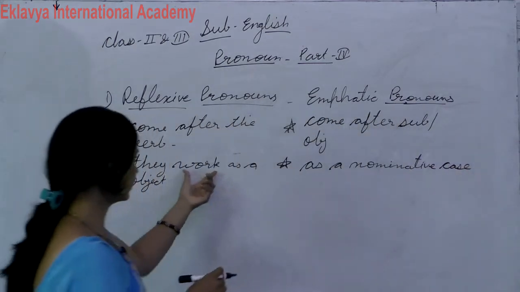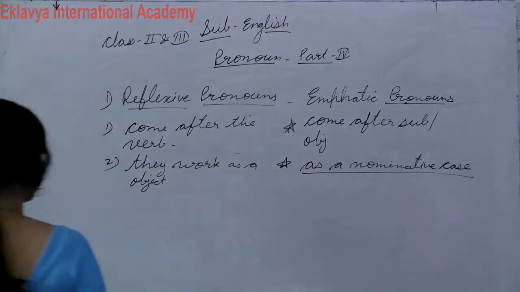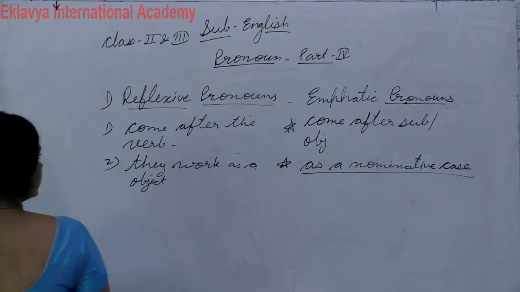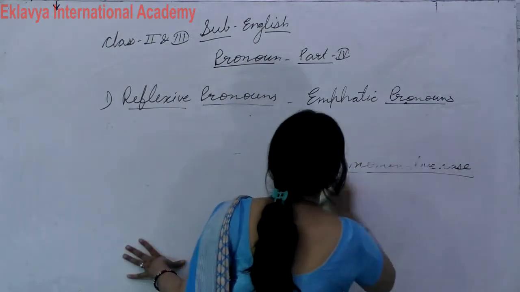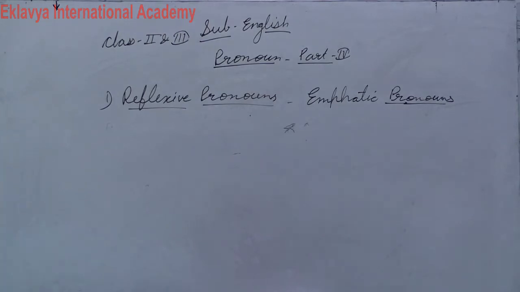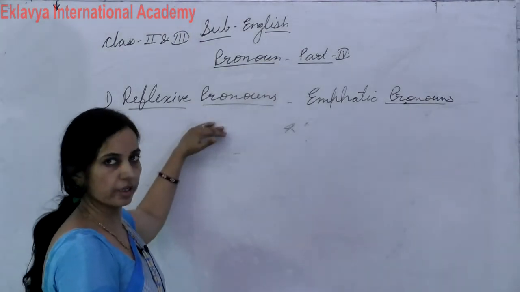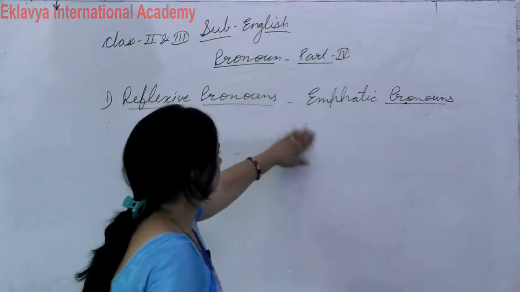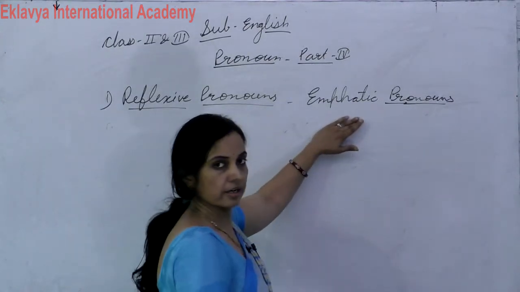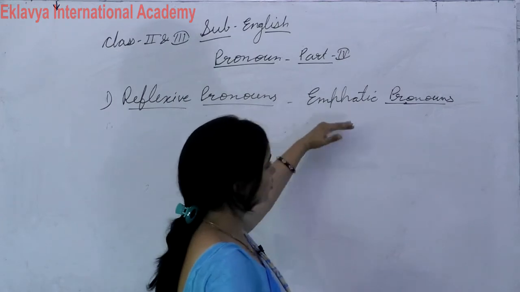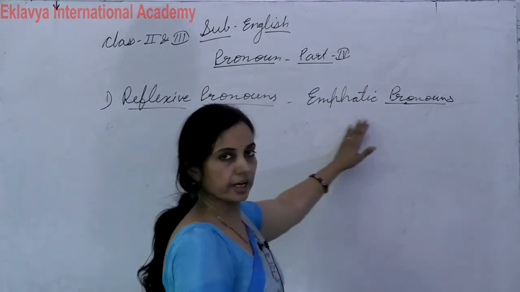These are used as a subject and these are used as a nominative case. So what is the difference? You have to remember only this: reflexive pronoun always comes after the verb, and they work as an object also. And emphatic pronouns are used as a nominative case and they come after the subject and object.